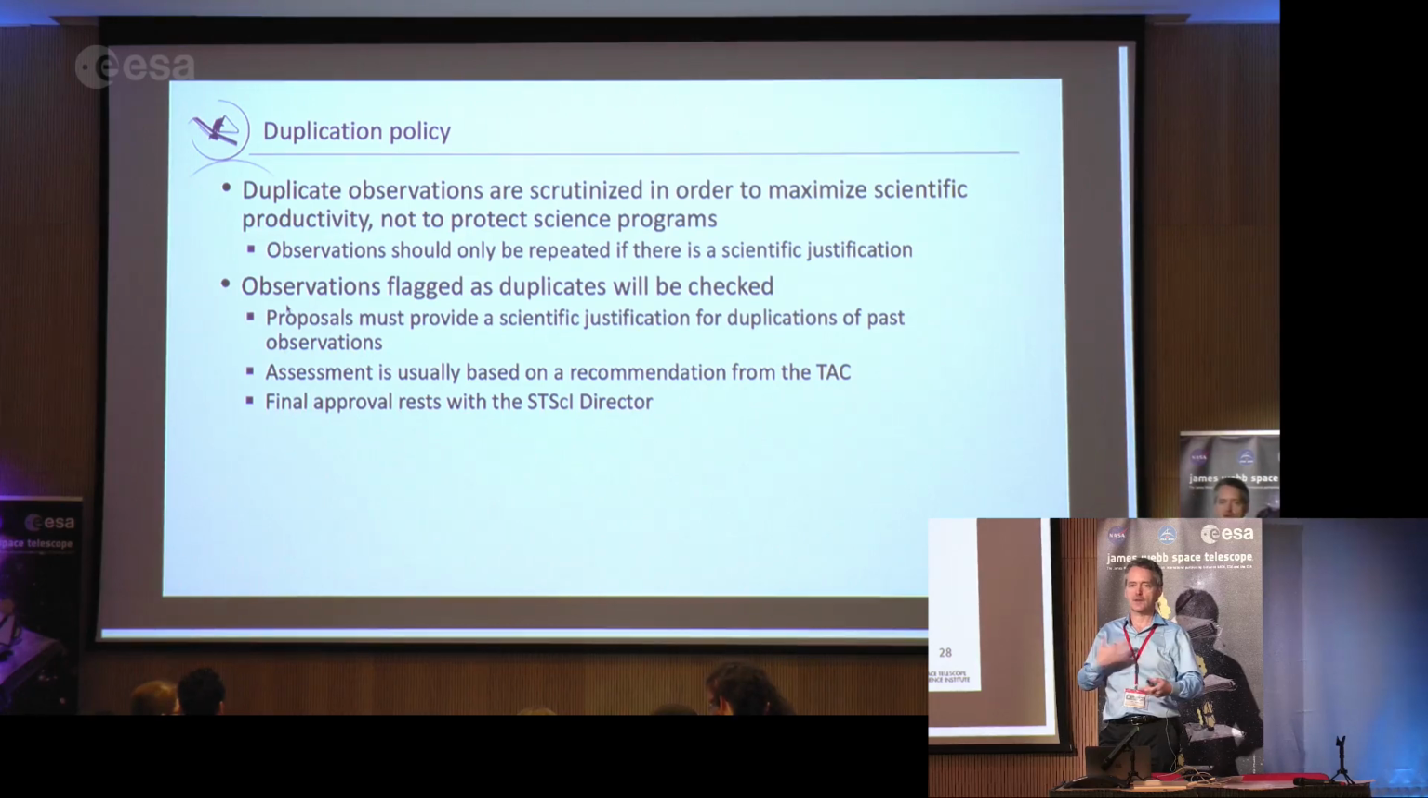If you're going to observe the same thing twice in the same way, it has to be for a good reason. So if you submit a proposal and it's flagged as a duplicate, you better have put an explanation in the proposal why you're duplicating it, and then the TAC will evaluate that. If you didn't notice it was a duplicate and didn't justify it, you're pretty much doomed. If you didn't motivate the TAC enough, then they'll say no. So the bar is higher if you're trying to duplicate something.